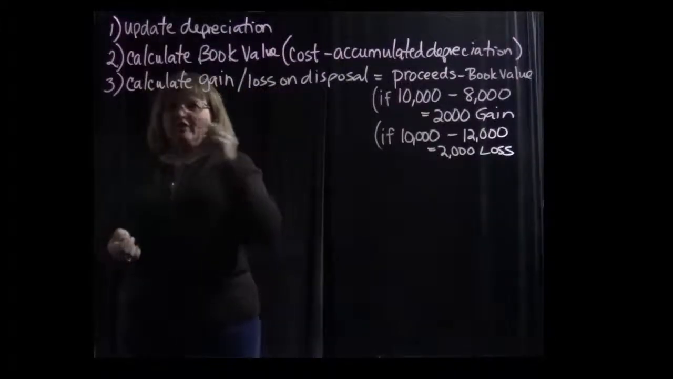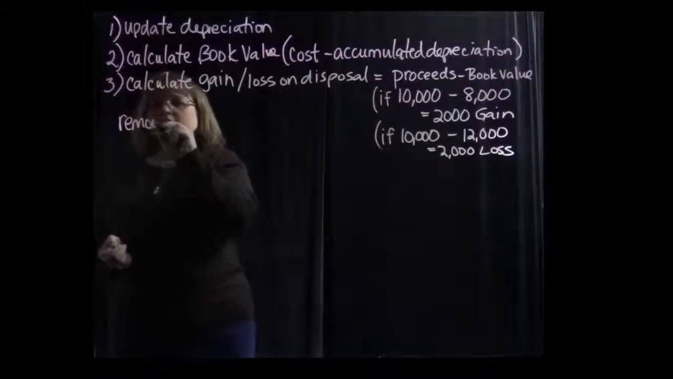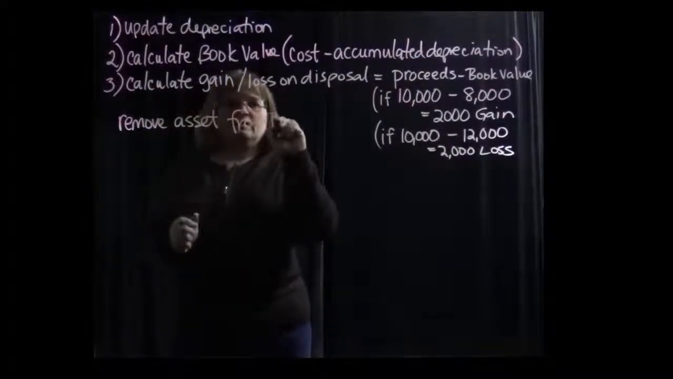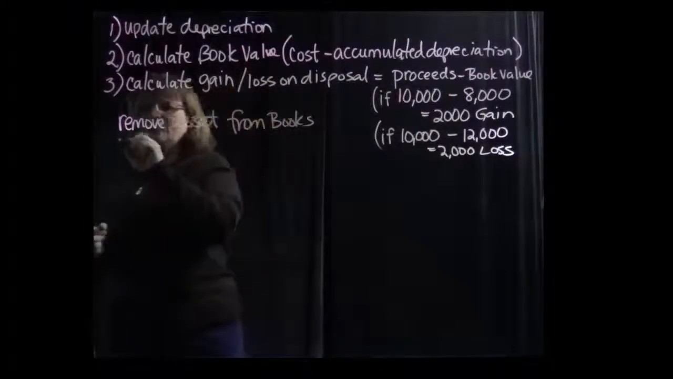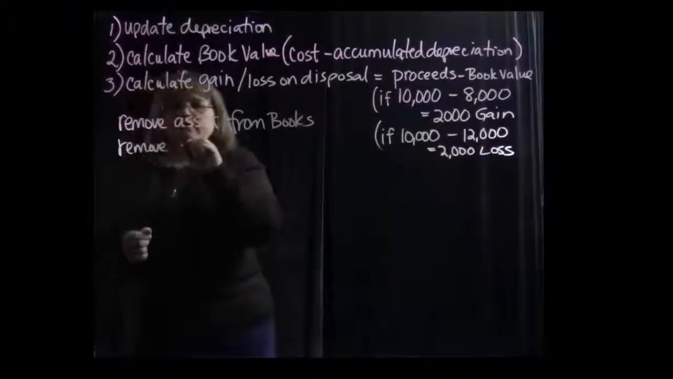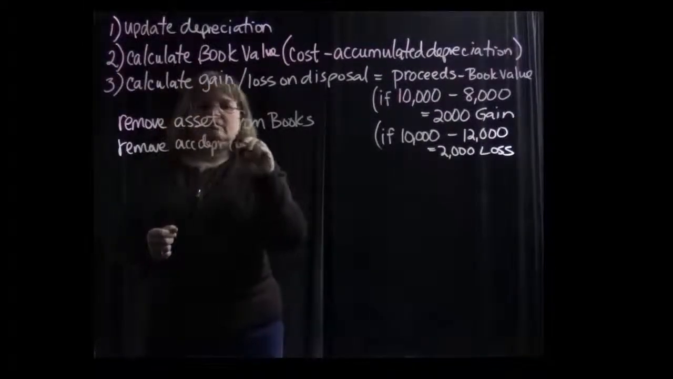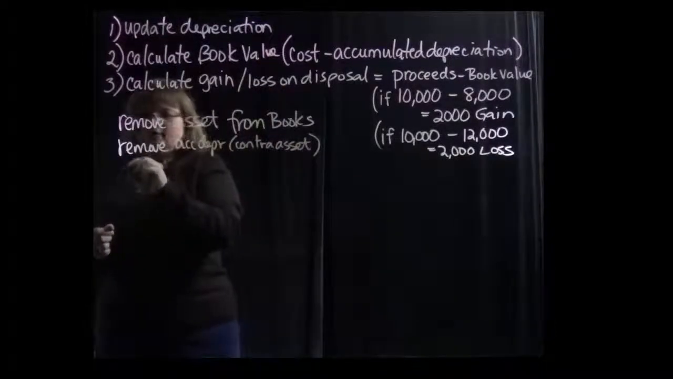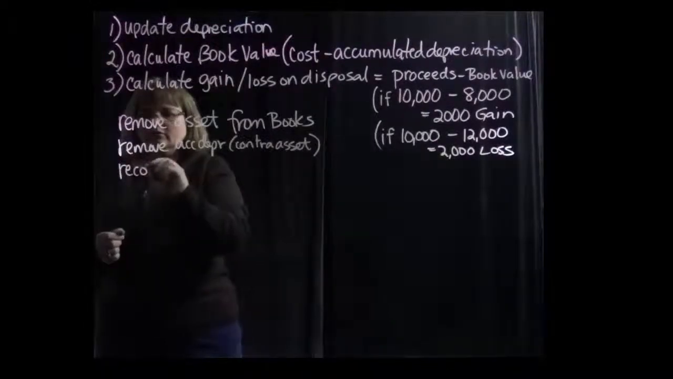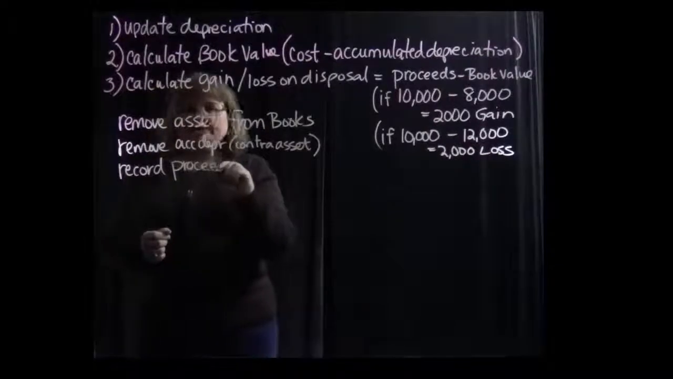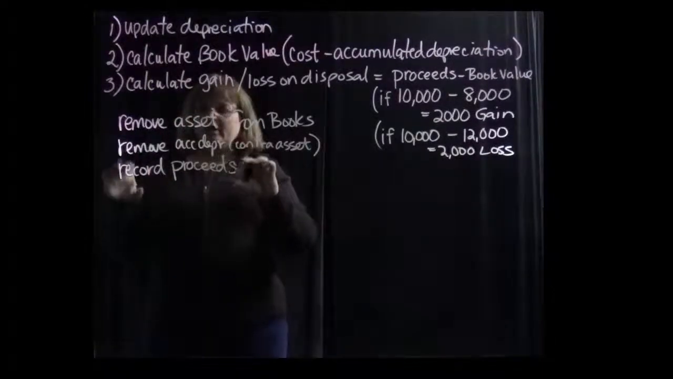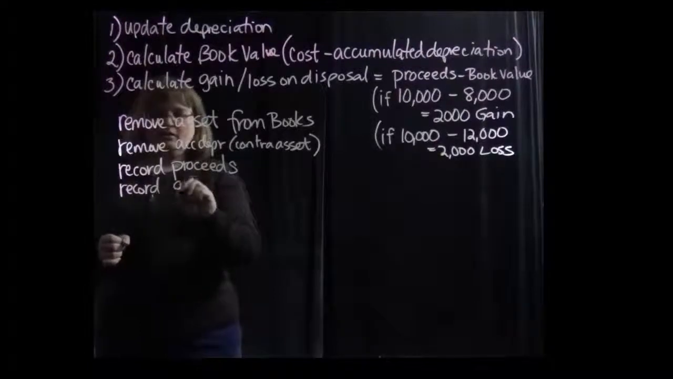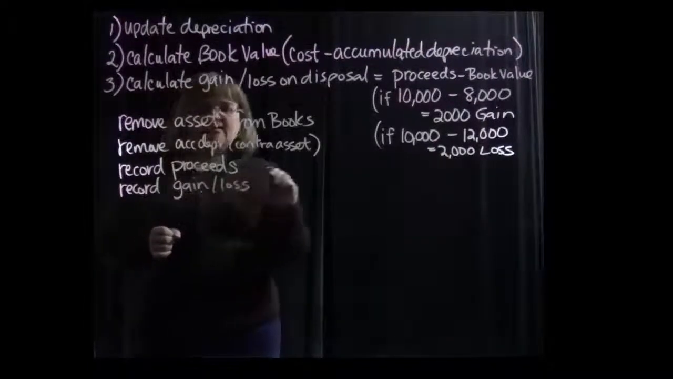Then what you're going to do in terms of a journal entry is you're going to remove the asset from the books because we don't have it anymore. You're also going to remove the accumulated depreciation, which is a contra asset, from our books. We're also going to record the proceeds, if there were any, as whatever asset was traded for it or the cash that was received. And we also want to record any gain or loss on the disposal.